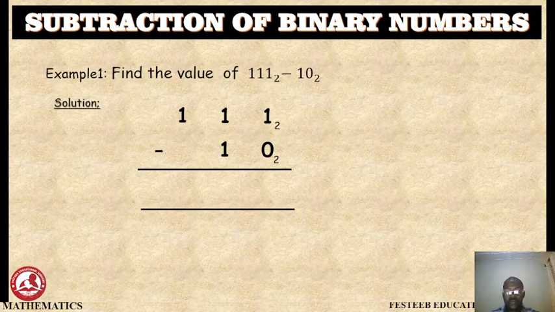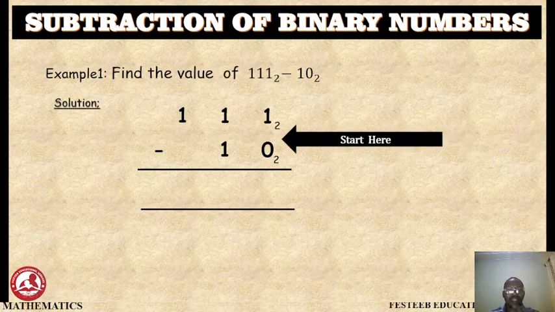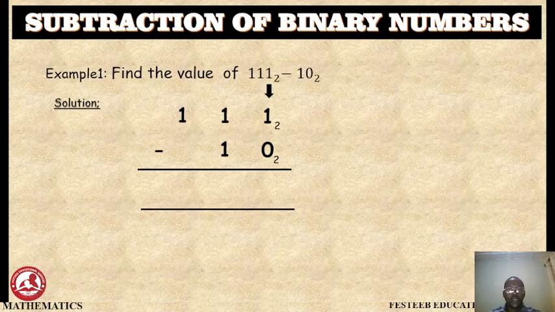So we have to start. So let's start now. If you are starting a question like this, you have to start from your right side. Start here. And what are we going to do? We say 1 minus 0. Answer is going to be 1. Put it here. So we leave this place and we move to the next column. And what do we have in the next column? We have 1 minus 1. And that is going to give us 0. So we write our 0 here.